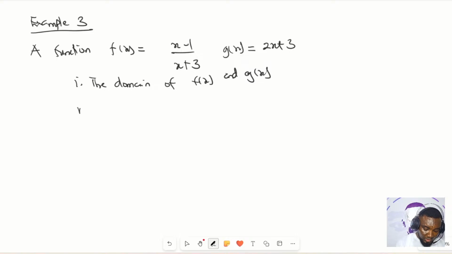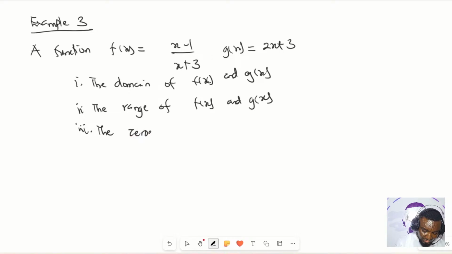And then we also want to find the range of f of x and g of x, right? And as well, we would also want to find the zeros. So once we find these three, we'll be able to revise on domain, range, and zeros. So the zeros of f of x and g of x, right? So let's look at how we can find the domain of the function, right? So for the domain of the function, we see that when you have a function, we are looking at all the x values.